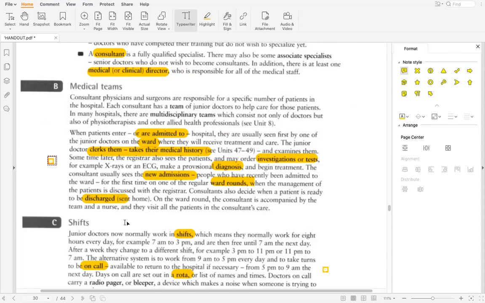What is the meaning of discharged? It means to be sent home. On the ward round, the consultant is accompanied by the team and a nurse, and they visit all patients in the consultant's care.